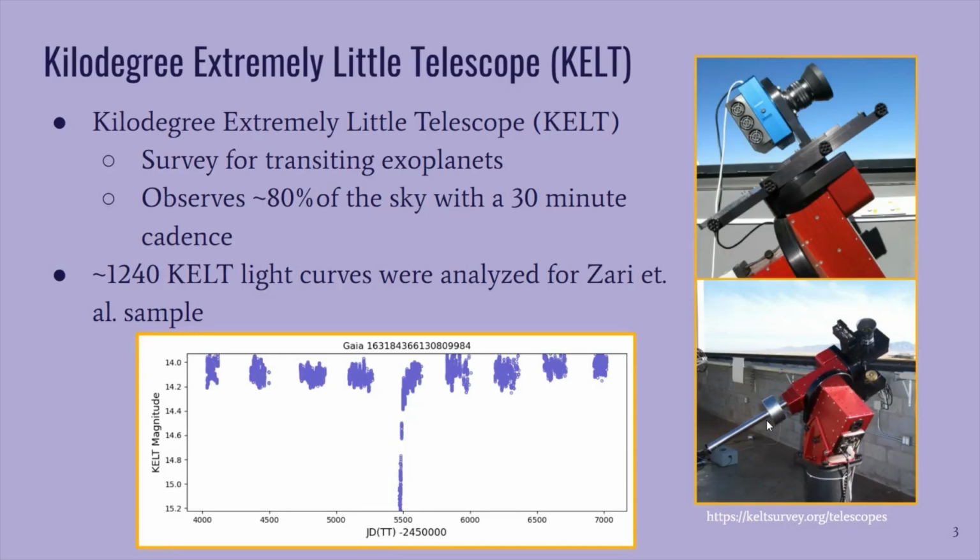For this research, we used data from the Kilodegree Extremely Little Telescope, or KELT survey, and this survey was used for detecting transiting exoplanets. The two telescopes combined observed about 80% of the sky with a 30-minute cadence. A pre-made sequence sample from the Zari et al. 2018 paper was cross-matched with KELT data, and the corresponding light curves were then analyzed.